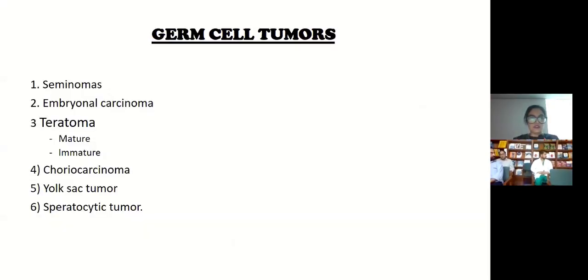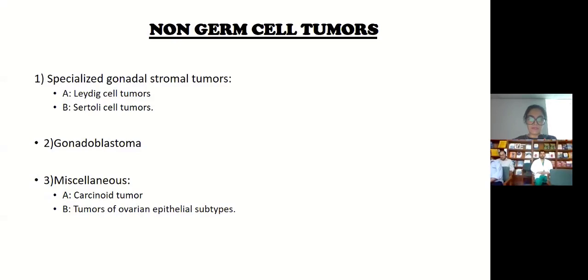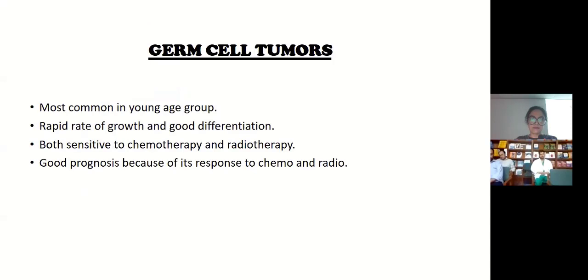The types of germ cell tumors include seminoma, embryonal carcinoma, teratoma, which includes mature and immature, choriocarcinoma, yolk sac tumor, and spermatocytic tumor. Non-germ cell tumors, again, I would like to tell you, are specialized gonadal stromal tumors, gonadoblastoma, and miscellaneous. Specialized gonadal stromal tumors include Leydig and Sertoli, gonadoblastoma alone, and miscellaneous includes carcinoid tumor and tumors of ovarian epithelial subtypes.